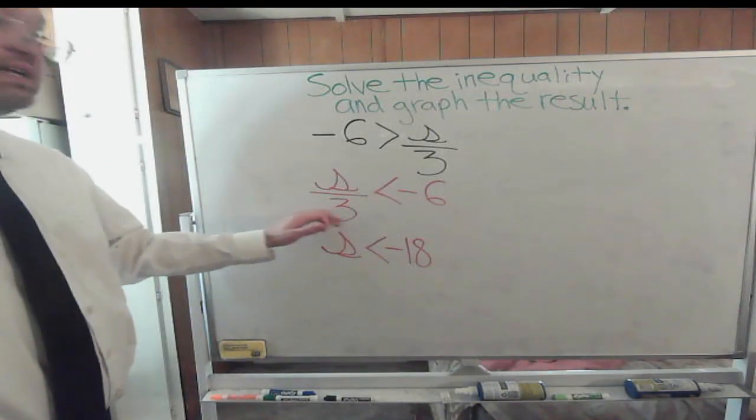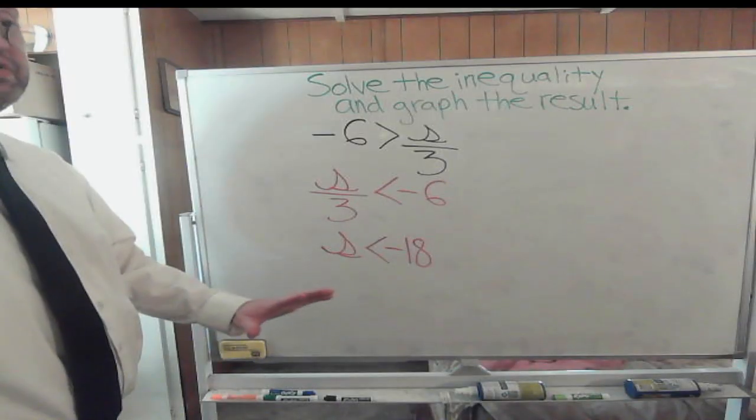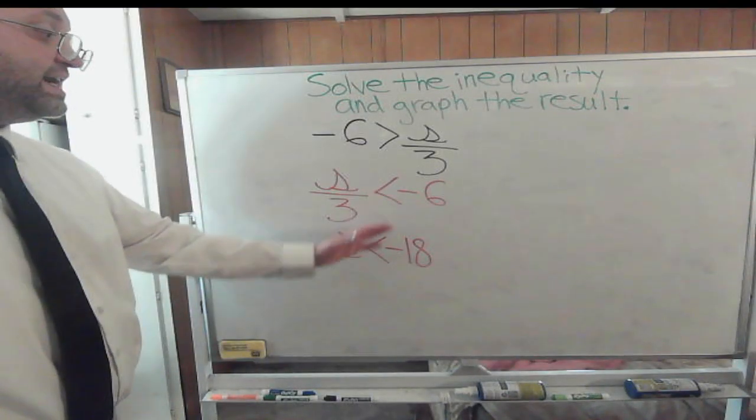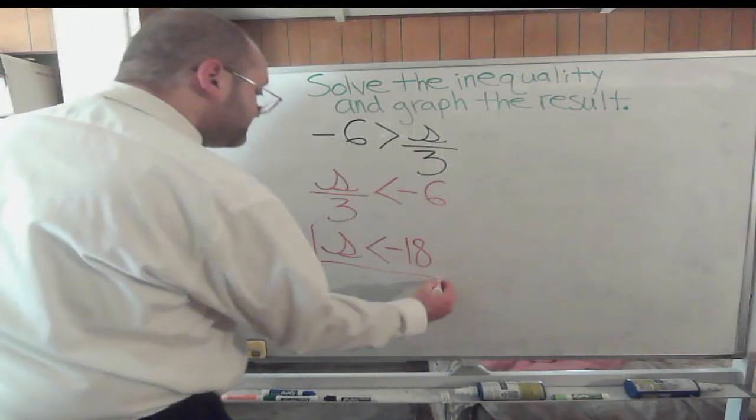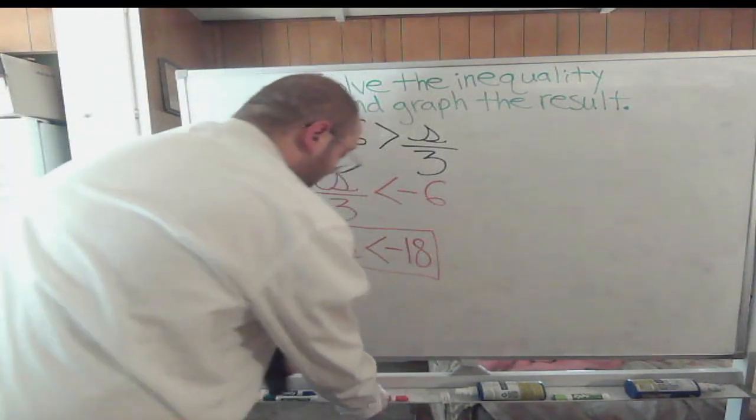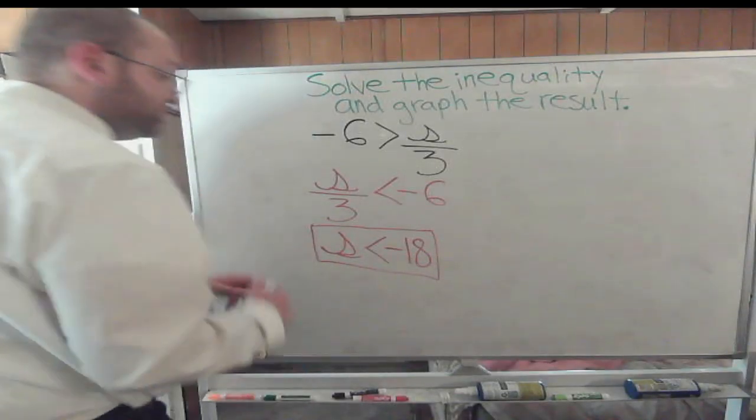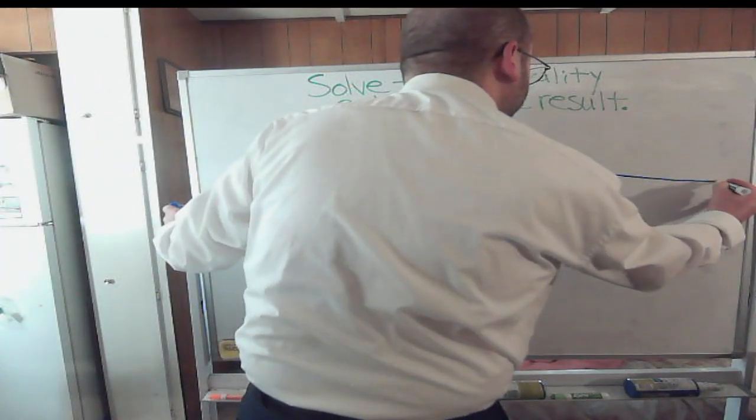And we did not need to flip the sign because we multiplied both sides by a positive number. So that keeps the sign intact. So s is less than negative 18. That's going to be your answer for this. Then we need to go ahead again and graph our result. So I will graph it.